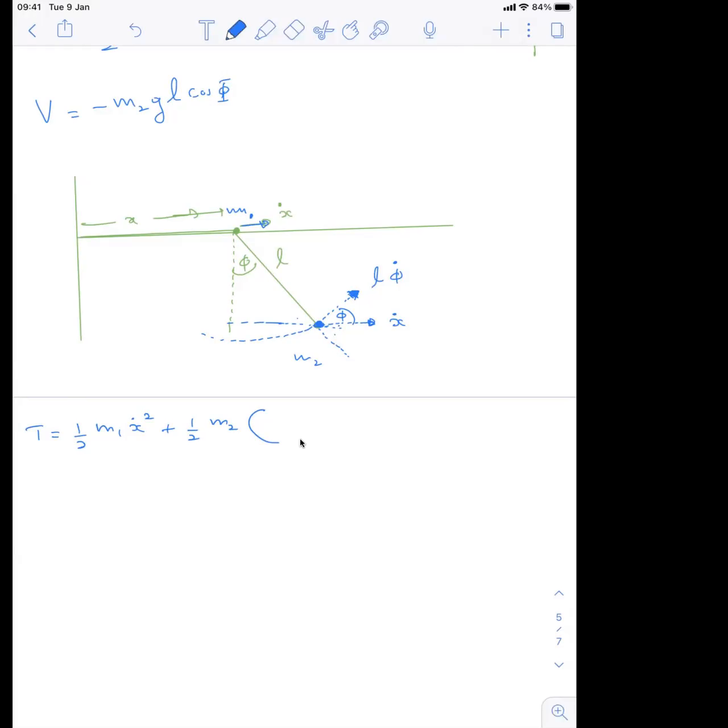When you have p and q two vectors, p squared plus q squared plus 2pq and the cosine of the angle between those two vectors, right? So that's how you normally write it. And you can use the same thing here, because you have to write the square of the velocity. That will be one vector x dot squared, and the other vector is L phi dot squared. So that means L squared phi dot squared plus 2 times the multiplication of the two vectors. So that is x dot L phi dot and the cosine of the angle, cosine of phi.